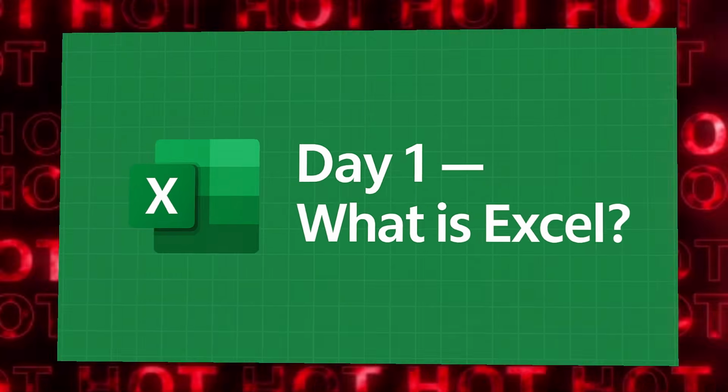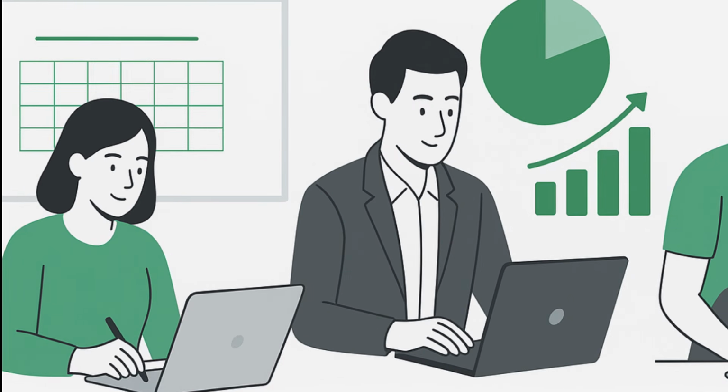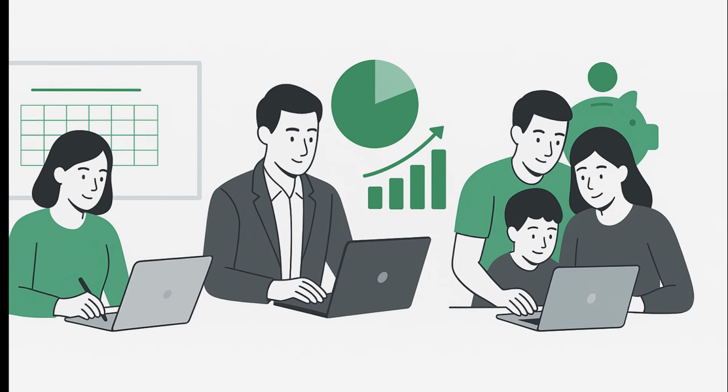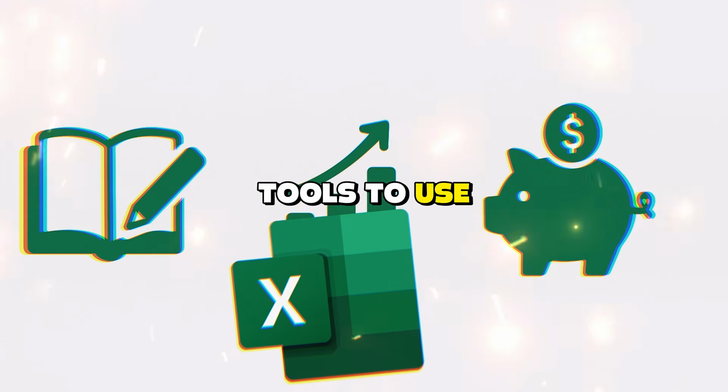So first, what exactly is Excel? Excel is a spreadsheet program that comes with Microsoft Office. Think of it like a big digital notebook where information is organized into rows and columns. People use Excel everywhere. Teachers make grade sheets. Companies track sales. Families plan their budgets. Anytime you need to organize numbers or information, Excel is one of the best tools to use.